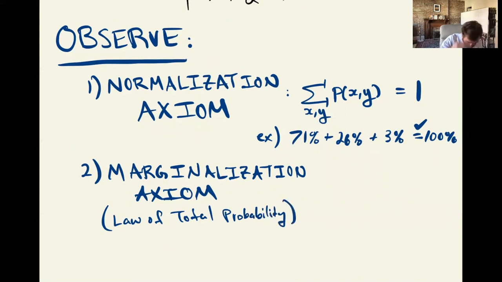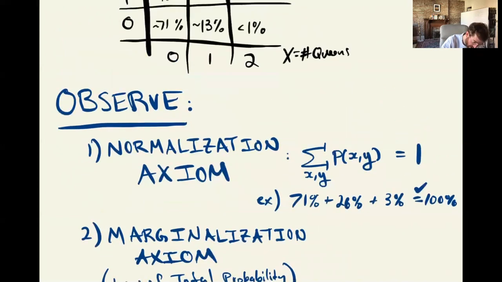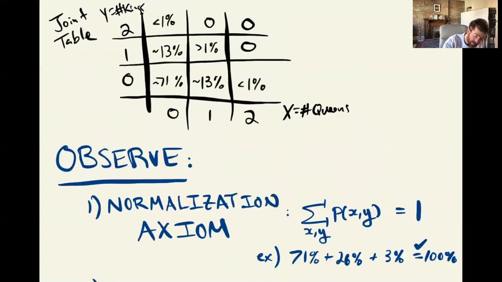And it says this, and the reason why it's called marginalization is that I can marginalize, meaning right in the margins, the probability distribution for x and for y separately, just by summing everything that occurs in either the columns or rows, depending on which margin I'm looking at.